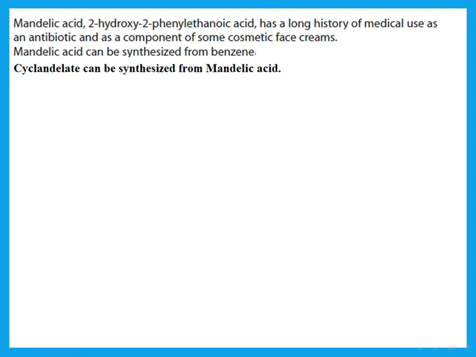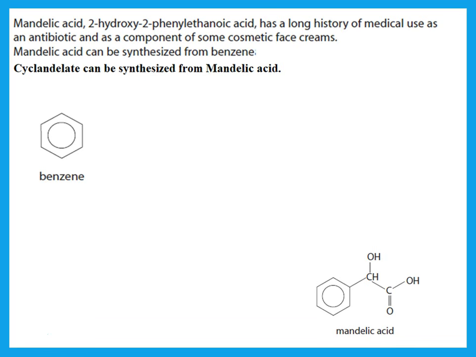Another synthesis. He's saying mandelic acid, 2-hydroxy-2-phenylethanoic acid. This is mandelic acid. And he's saying it has a long history of medical use as an antibiotic and component of face creams and so on. And he's saying mandelic acid can be synthesized from benzene. So we're going to start with benzene, make mandelic acid, and then there is another compound, this one, which he calls cyclandelate, will be synthesized from mandelic acid. So let's go through this.